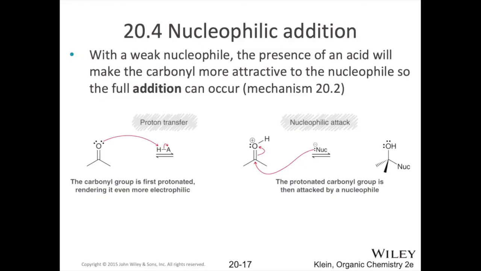You have to start off with a proton transfer. Our oxygen on our carbonyl picks up that proton, and now you have this charged species, and then the nucleophile attacks that, swinging those electrons up and making the final product. So it has the same steps as we saw earlier with a stronger nucleophile. It just does them backwards. We do the proton transfer first to make that carbonyl more prone to a nucleophilic attack.